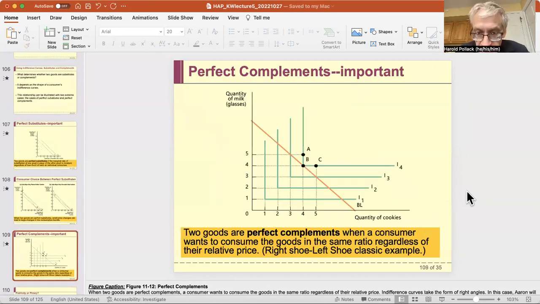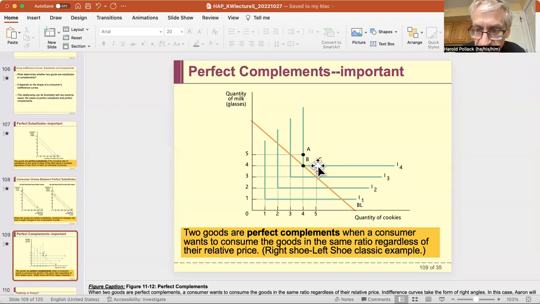Perfect complements. This is also kind of an interesting thing. So here in indifference curves, we have perfect complements. You could think of that as milk and cookies, or you could think of it as right shoes and left shoes. So let's think about I4. Let's think about what's going on here. We're at point B where we have 4 cookies and we have 4 glasses of milk. And we have this point C, which we're saying is on the same indifference curve, where I have 5 cookies and I've got 4 glasses of milk.